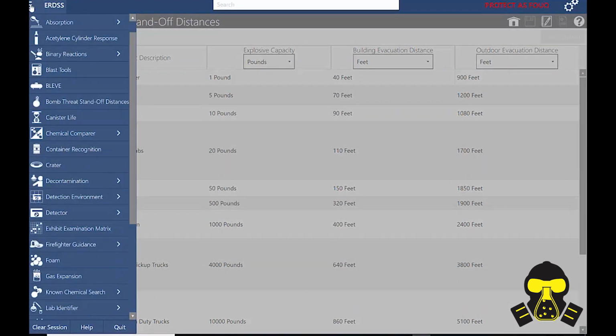So make sure you get a chance to learn how to use it. This is incredible. And learn how to use cylinder response tools and those types of things that will help you mitigate a scene from start to finish.